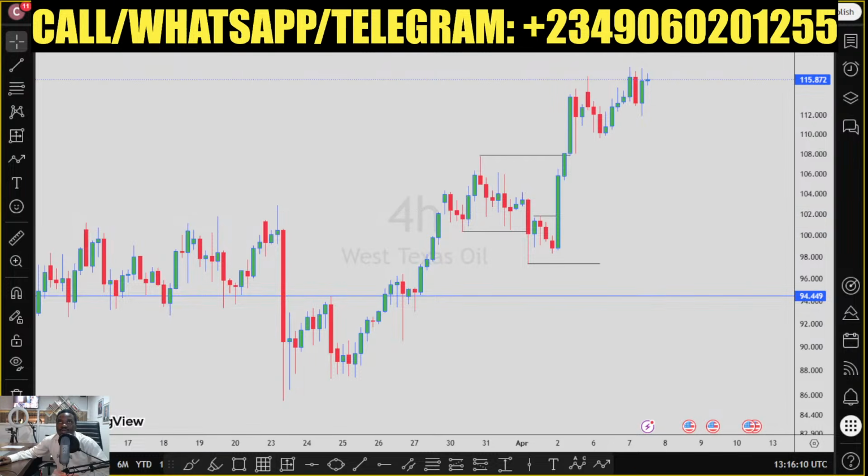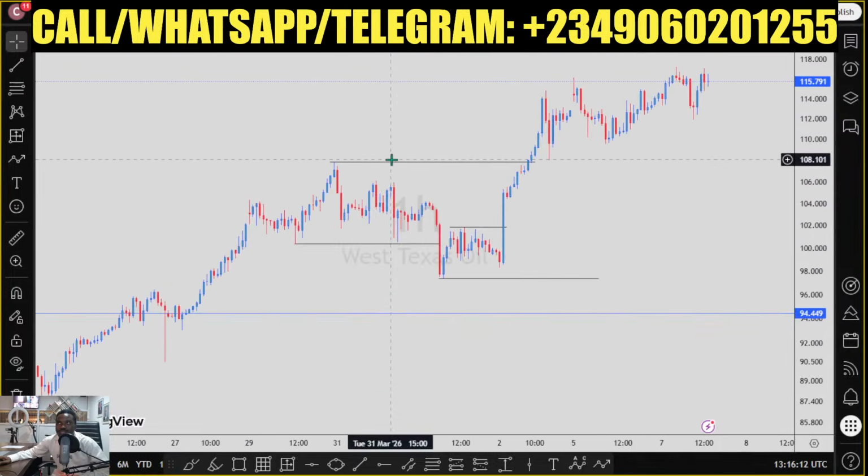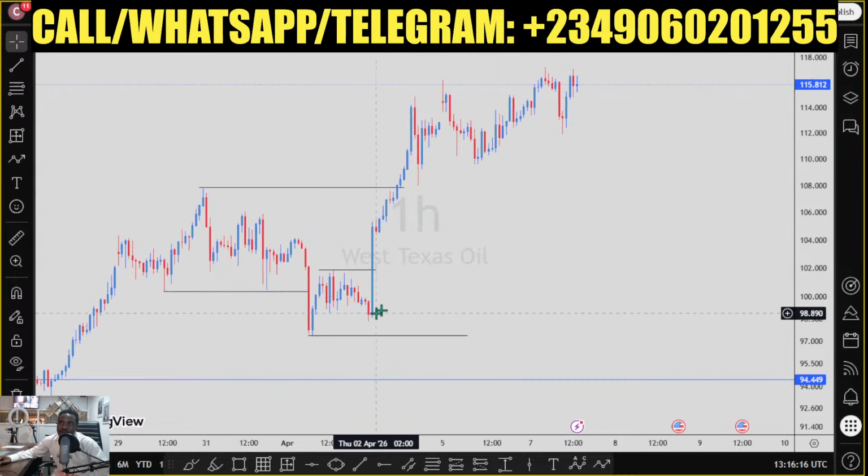On the 1-hour chart, we are looking out for a bullish setup. We cannot get in right here. Now we have two options. We defined our higher low swings, and we defined our breakout structures.